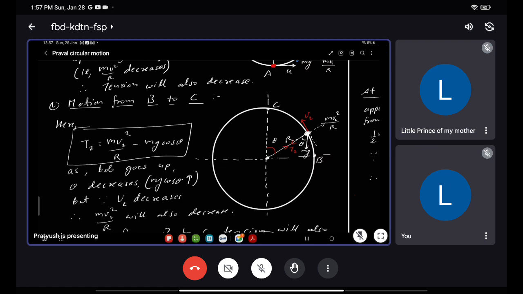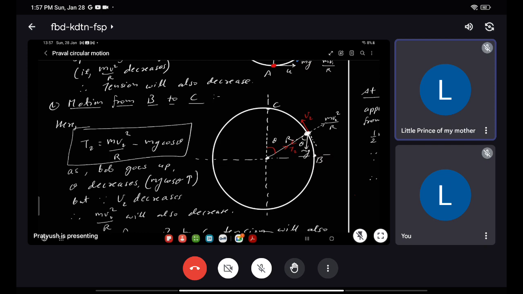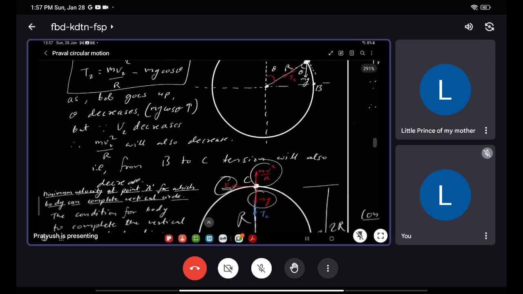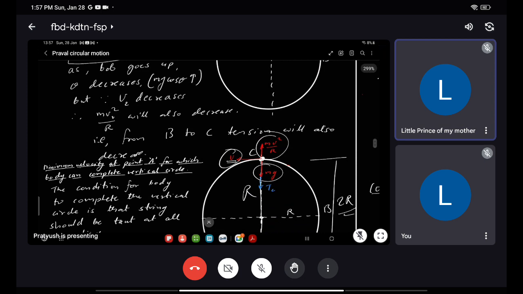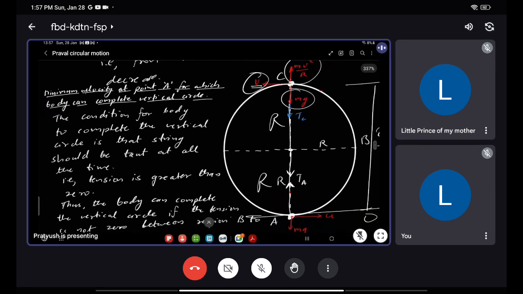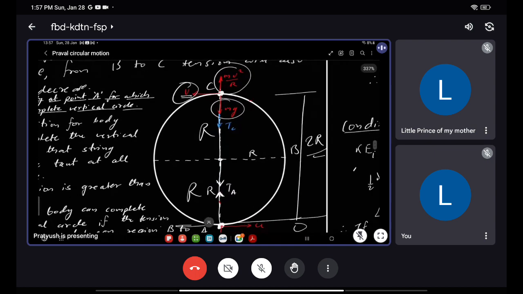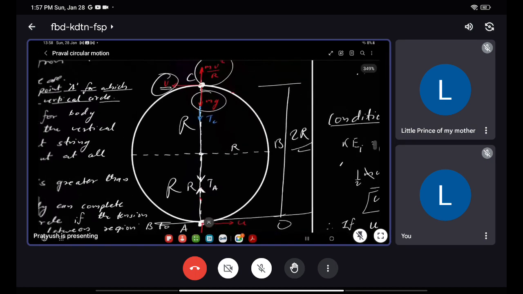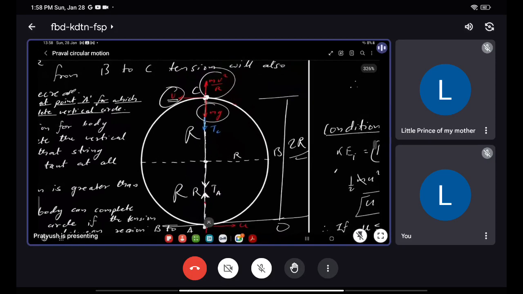Okay. Done, sir. Next, minimum velocity at point A for which the body can complete a full vertical circle. Draw this diagram. What should be the minimum velocity at the base of the circle so that the body can complete one full circular motion?